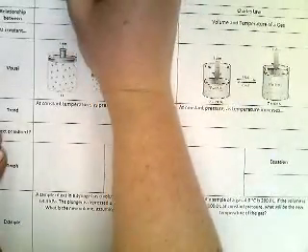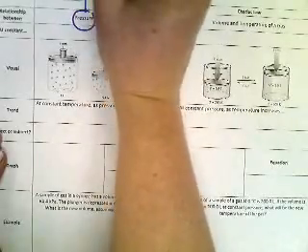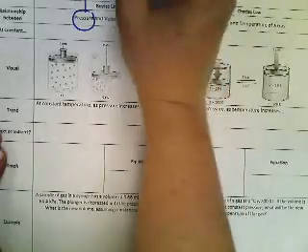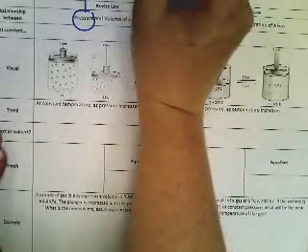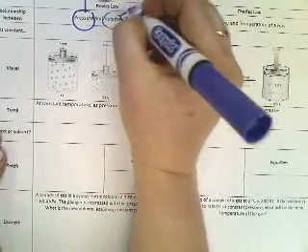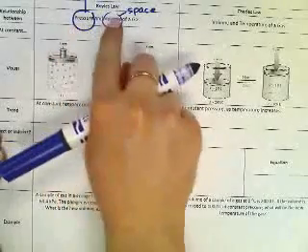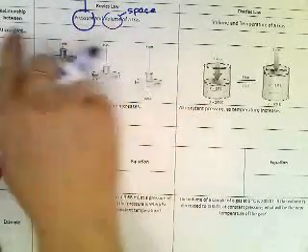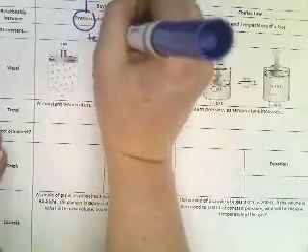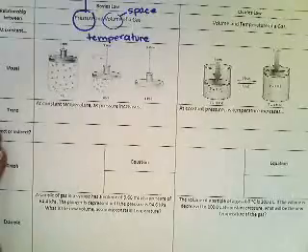Reminder, pressure for gases is the number of collisions with the container. Volume is space. So pressure and volume are changing, but constant will be our temperature. We will not change temperature in a Boyle's law experiment.